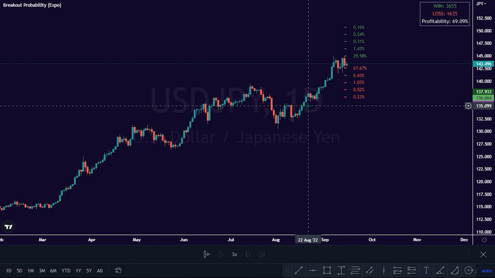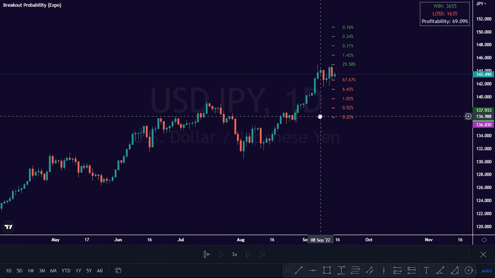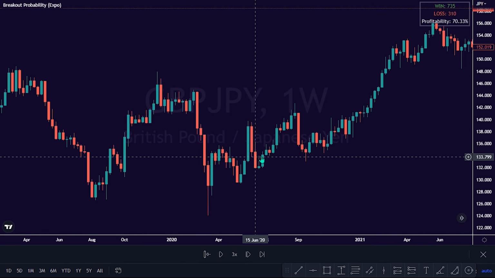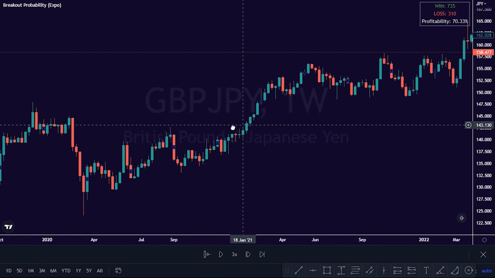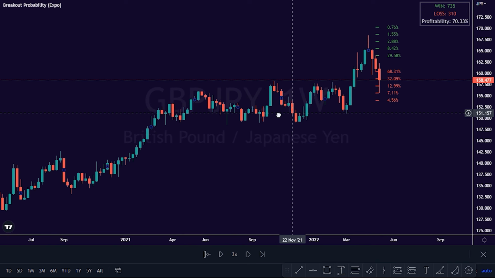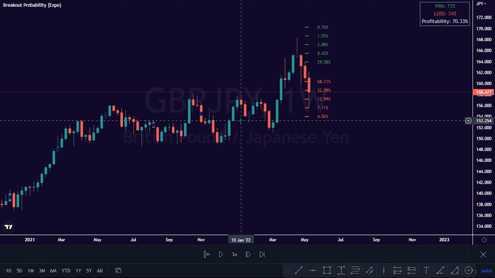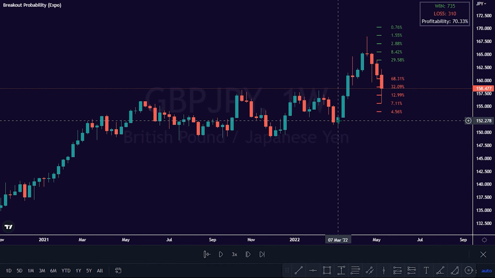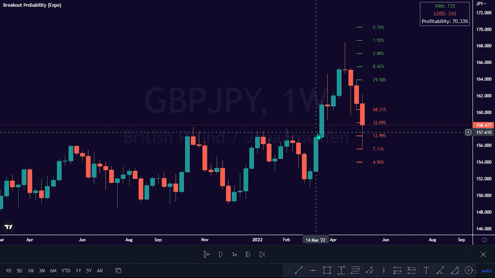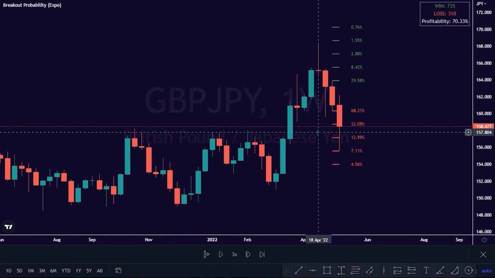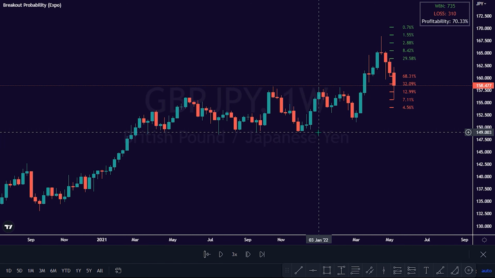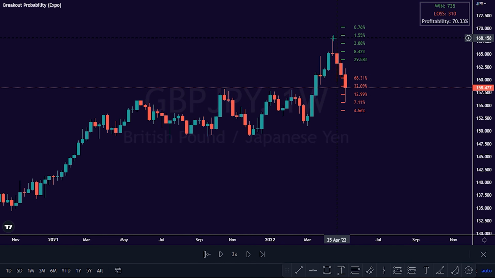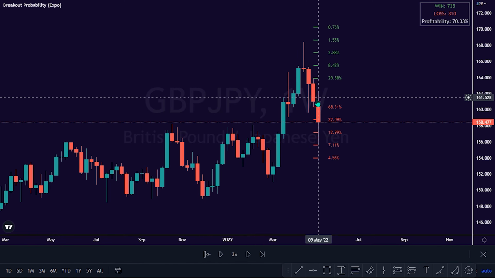How can traders use the Breakout Probability Expo trading indicator in the market? To apply this trading indicator for bullish anticipation, look at the daily or a higher time frame to get your bullish trading bias. Then go to a lower time frame and look for bullish setups in that uptrend direction. Let's study the weekly time frame of the British pound sterling paired against the Japanese yen.